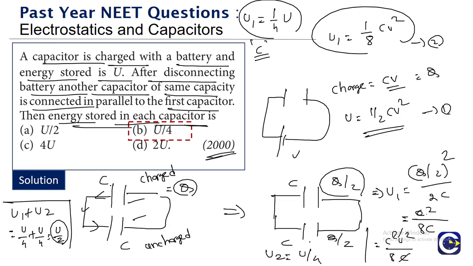In fact, we got questions in previous years based on that also, like what percentage of energy is lost, etc. Okay, so here what is the answer for this? It is option B.